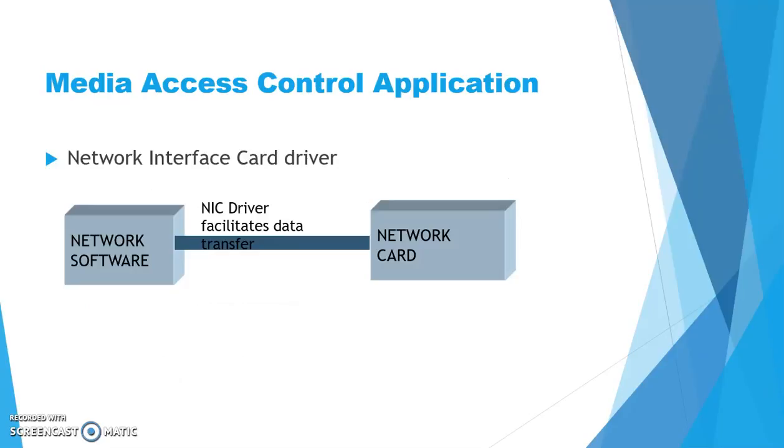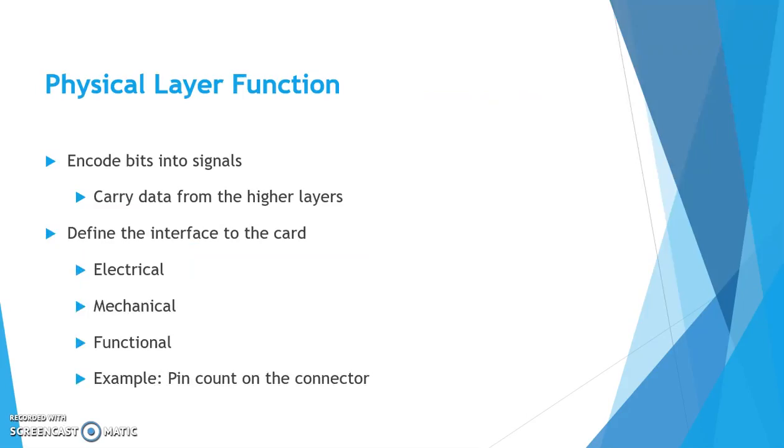The media access control application is through the network interface card driver. This network interface card driver facilitates data transfer from the network software to the network card. Physical layer function. It encodes bits into signals. That is, it carries data from the higher layers. It defines the interface to the card. An example is the pin count on the connector.